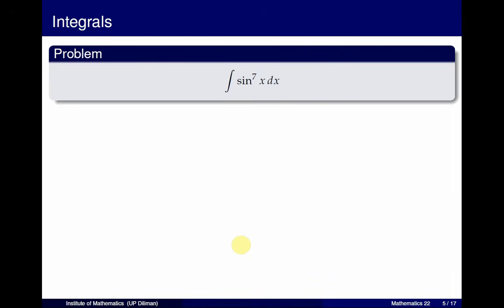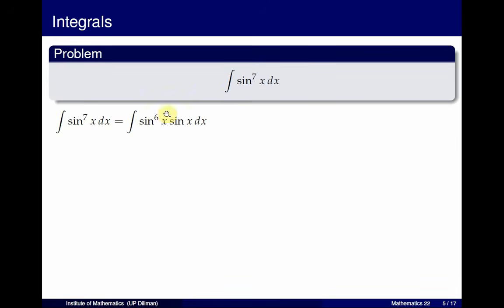Integral of sine to the 7th of x dx. So what case is this? This is the case where you have the integral of an odd power of sine x. So what do we do? What we will do is split off a factor of sine x, as stated in the lecture video. So let's do that now. The integral of sine to the 7th of x dx is equal to the integral of sine to the 6th of x times sine x dx.